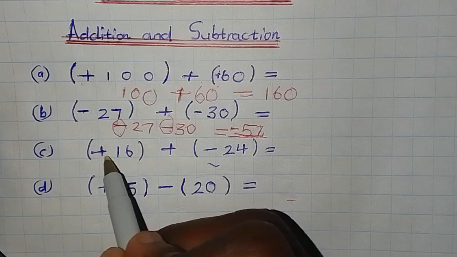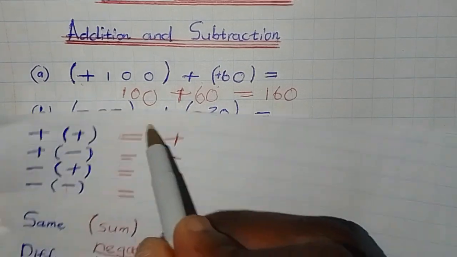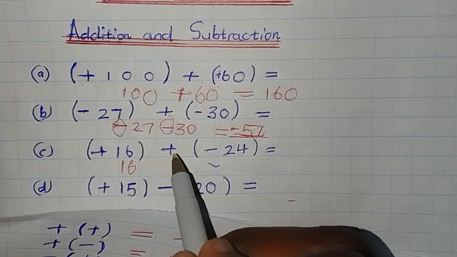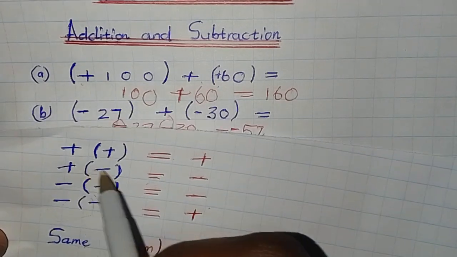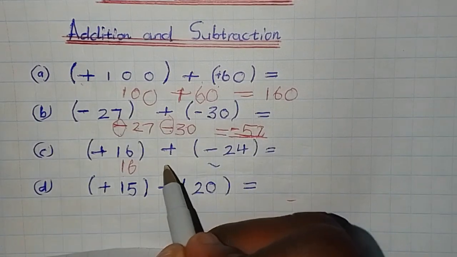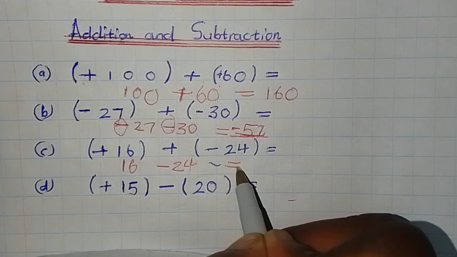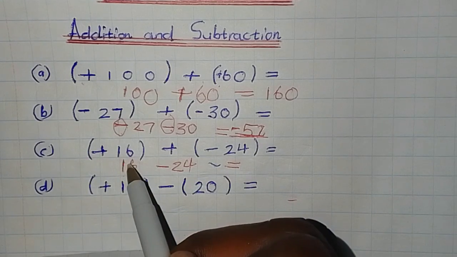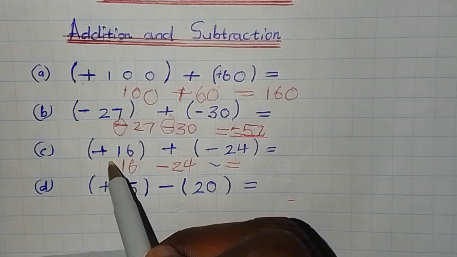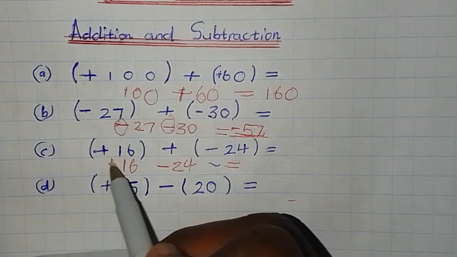Positive 16. Remember, positive 16 is the same as saying 16. Then we have a positive and a negative here. A positive and a negative. The result will be negative. So here we have 16 minus 24. Right? Then remember, simply saying 16 is the same as saying positive 16. So we can put a positive sign here.